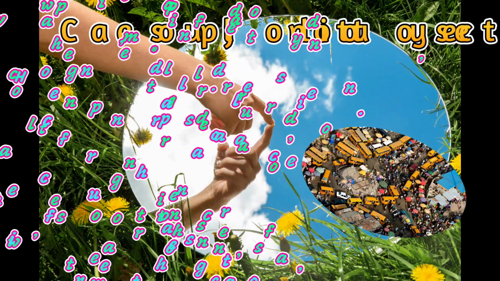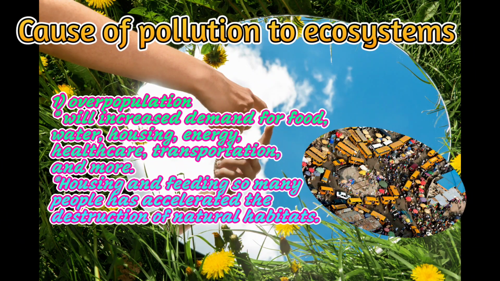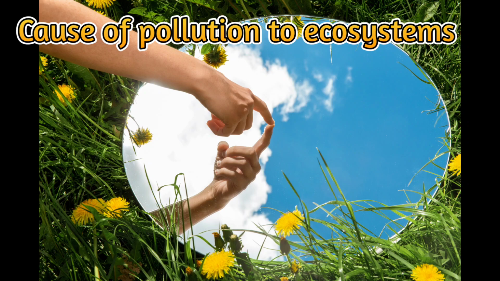The causes of pollution to ecosystems. The first cause is overpopulation of people. Overpopulation of people will increase demand for food, water, housing, energy, healthcare, and transportation. Housing and feeding so many people has accelerated the destruction of natural habitats.